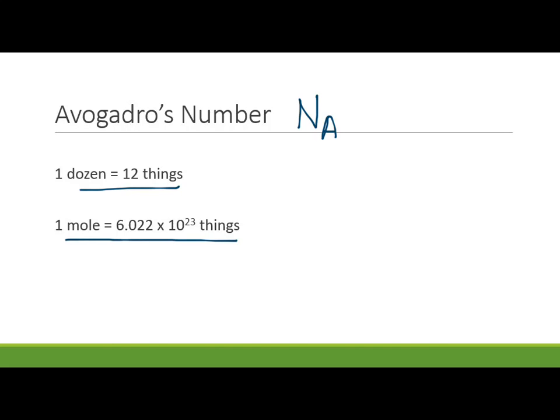Now, this number is a huge number. I mean, 6.022 times 10 to the 23rd, so 10 to the 23rd. You're basically saying 6 with 23 zeros after it. That's a huge, huge number. In fact, it's really hard for our brains to wrap themselves around how truly large this number is. So, let me give you an example.